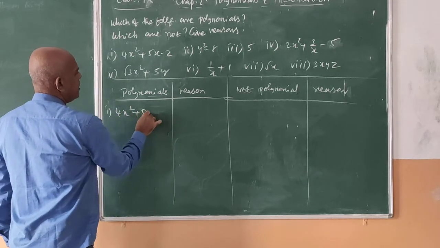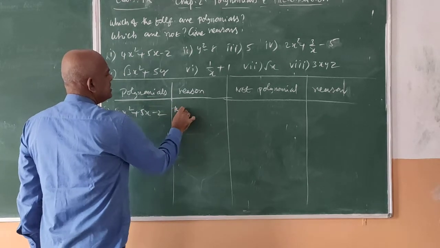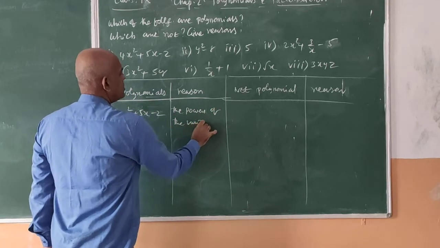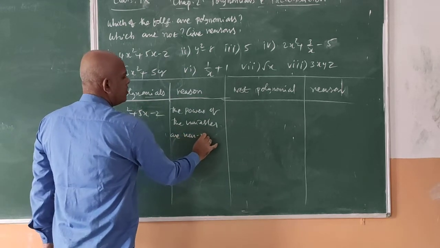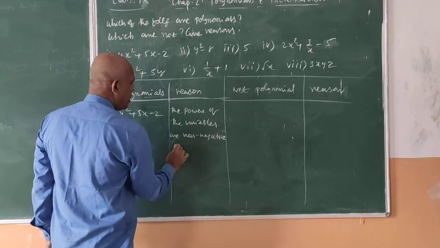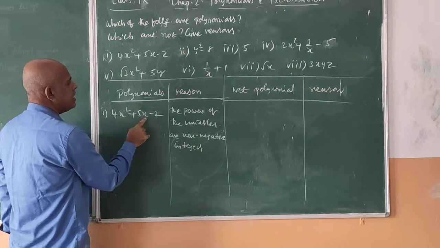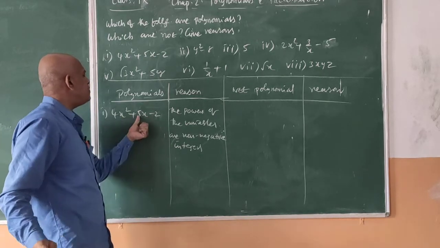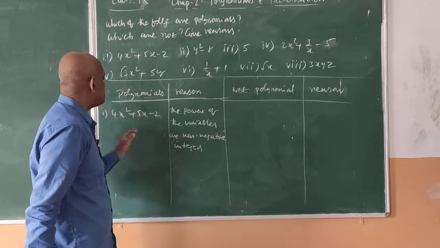4x square plus 5x minus 2. What is the reason? The powers of the variables, or exponents of the variables, are non-negative integers. As I said, x to the power of 2 is a positive integer, x to the power of 1 is a positive integer. There is no negative power. So all the terms which contain the variables have powers that are non-negative integers. That's why it is a polynomial.